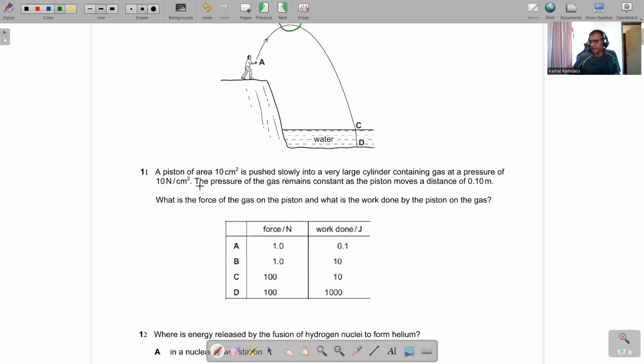A piston of area 10 centimeters square is pushed slowly into a very large cylinder containing gas at a pressure of 10 newton per centimeter square. Well, we have pressure, you see? The pressure of the gas remains constant and the piston is moved by 0.1 meters.